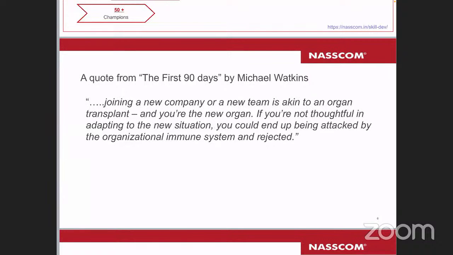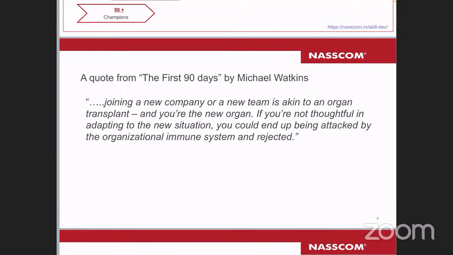From a relatability and cognitive standpoint, 90 days is a horizon where people expect any individual to make an impact. So now let's look at this quote, and I think this is very important. The quote says, joining a new company or a new team, a new team is something which I added while he was referring to a new company itself, is akin to an organ transplant, and you are the new organ.